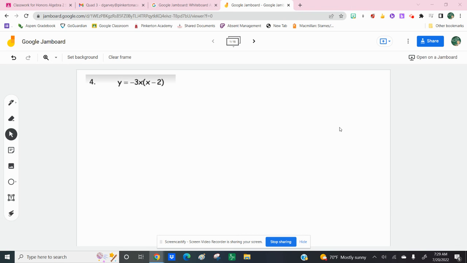All right, so this is quad 3, number 4, and the directions are to put it in vertex form and then to graph it. If you take a close look at this one, you can see that it really is already in vertex form, because I could rewrite this as y equals minus 3 times x minus 0 times x minus 2. And so now you can see that this is in vertex form, and my vertex will be 0, 2.